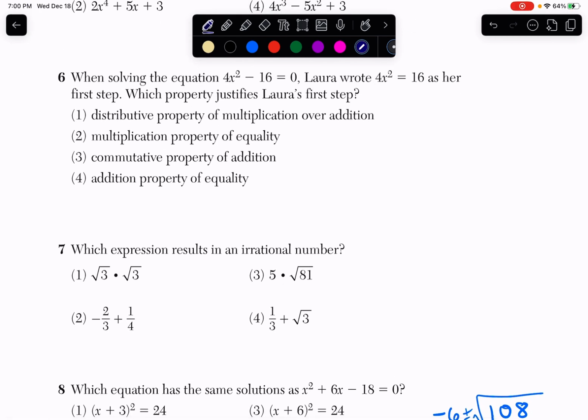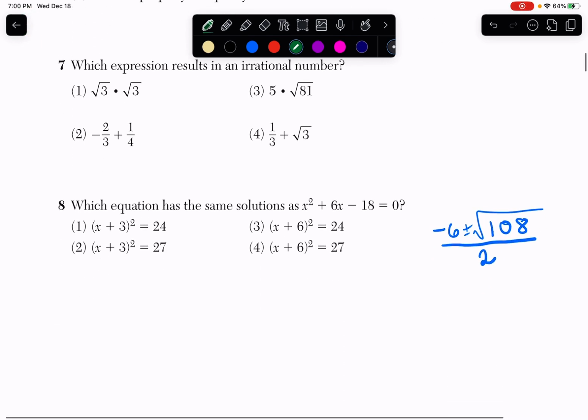Number 6, I see different properties. So this seems like an acceptable moves question. I may be a little unfamiliar with some of the language, but I feel confident in what moves are acceptable, so I think I'll be able to figure that out.